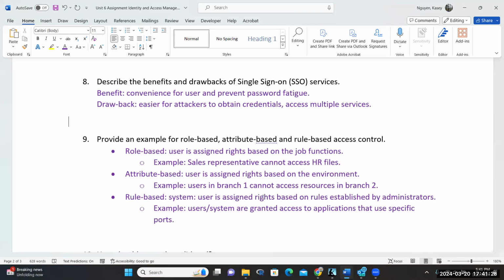So the user, or the system, would be granted access to an application that would use specific ports only, right? For example, I want a certain system to only use port 9000, and that would be the rule that's set on that system. It cannot communicate with other ports. And you see this with servers a lot too, rule-based.